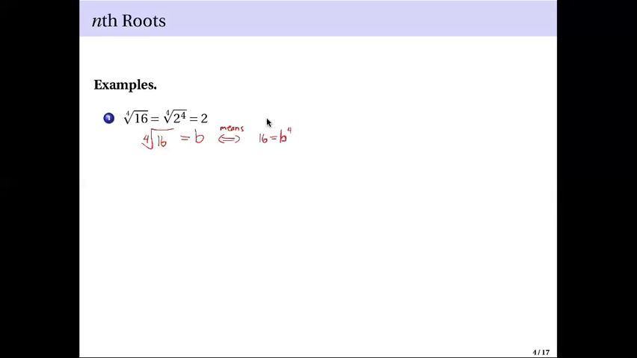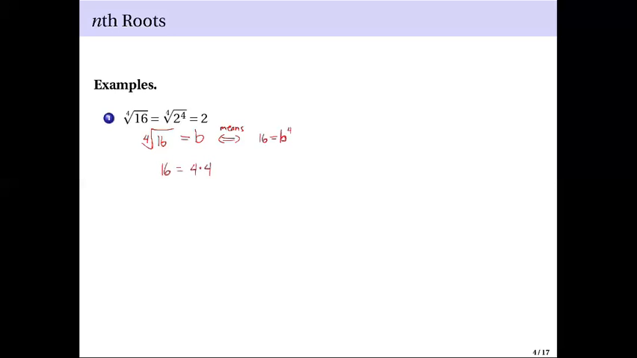Okay? 16 must be equal to b to the 4. So what is the value of b here? So that b to the 4 equals 16. Now, this is what we know. 16 can be written as 4 times 4.